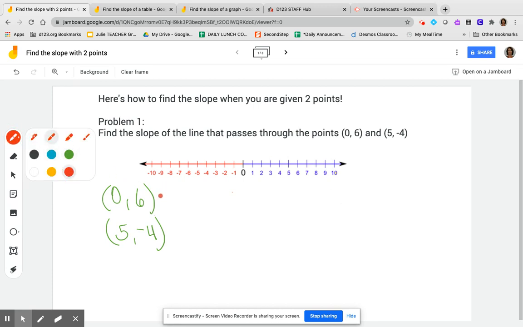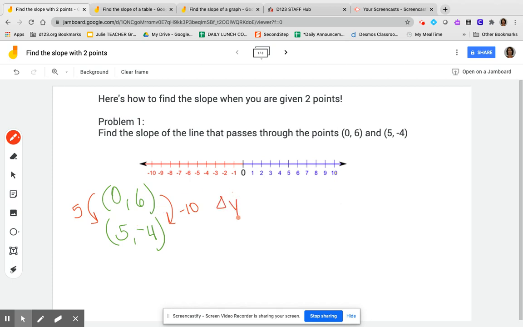Next thing we're going to do is look, how do I move from 6 to -4? You can use the number line if that helps. That's 10 units in the negative direction. So I'm going to write a -10. How do I go from 0 to 5? That's a positive move of 5.